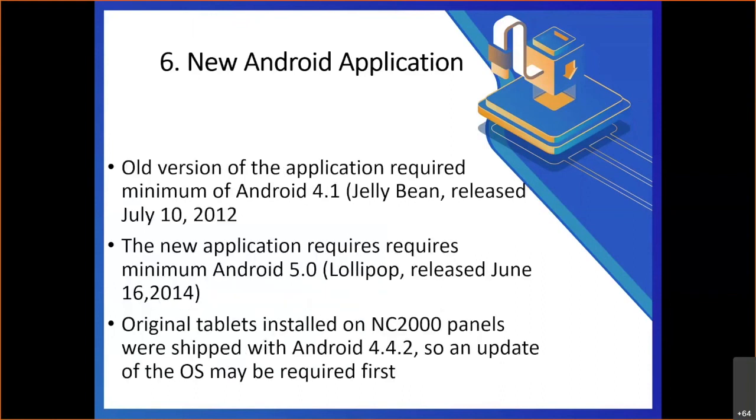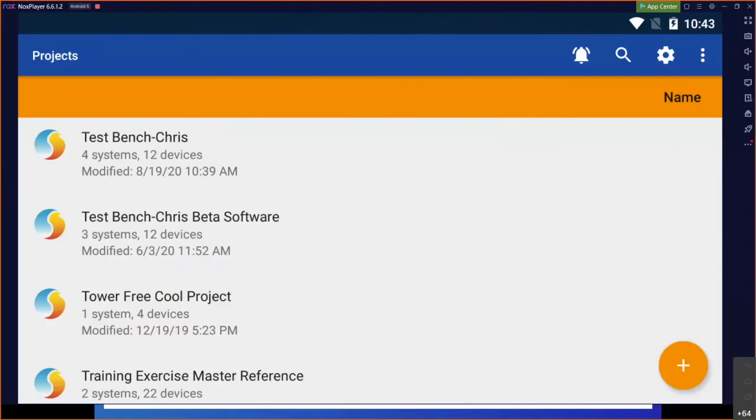The old version of the application required a minimum of Android 4.1 Jelly Bean. The new application that we just released today requires a minimum of Android 5.0 Lollipop. The original tablets that came out on the NC2000 panels were shipped with Android 4.4.2. So an update of the operating system may be required first. If you need assistance in doing this, please give us a call on the tech support line, and we'll be able to help you out with that. Let me just show you real quick what this looks like.